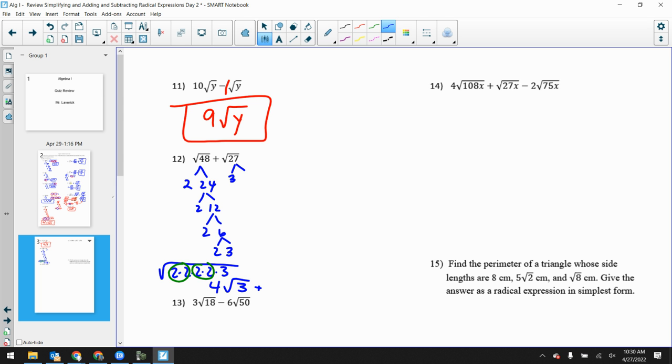And then 27. That's a 3 and a 9 and a 3 and a 3. So plus 3 times 3 times 3, which is 3 radical 3. Now can I add them? Yeah. 4 plus 3 is 7 radical 3. Questions on that one? Again, you're finding here that if you know how to reduce radicals, if you've put in the work to reduce radicals, this stuff is easy peasy.